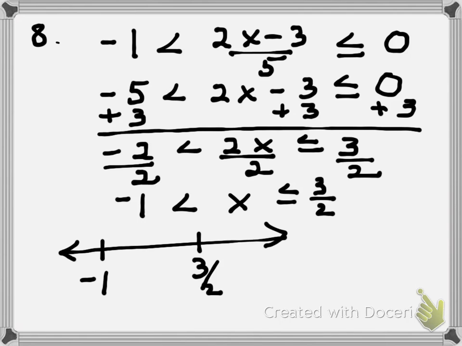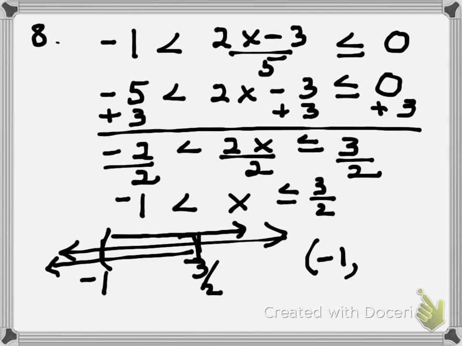So now x is greater than negative 1, and it's less than or equal to negative 3 halves. So it's in the interval between negative 1 and 3 halves, exclusive of negative 1, but inclusive of 3 halves.